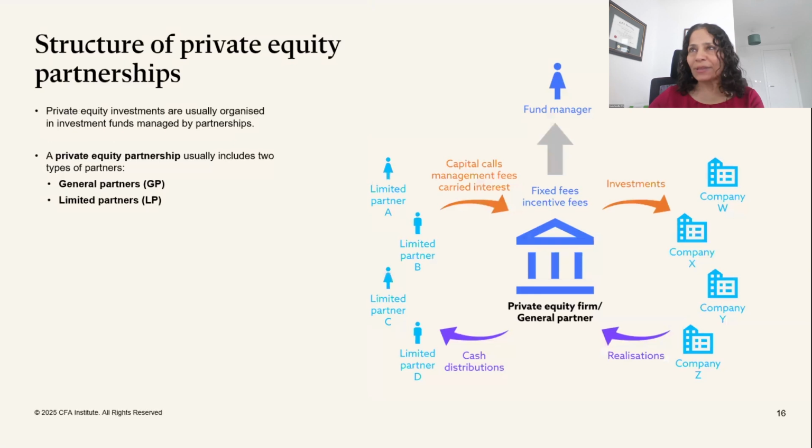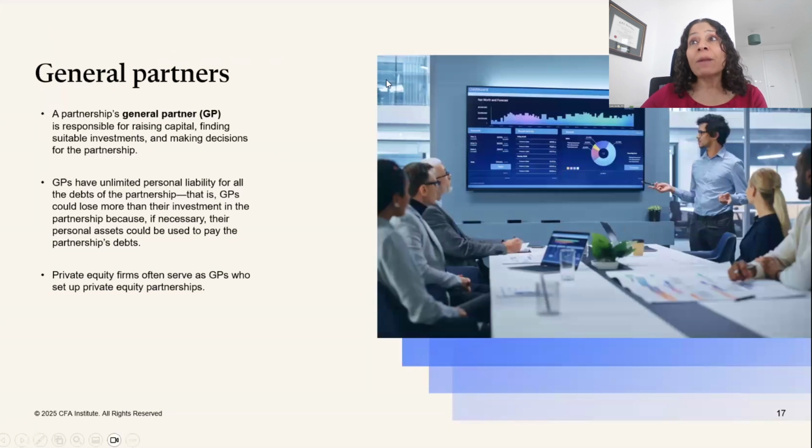Now that we are clear about this basic terminology, let's look at the structure of private equity partnerships. You must keep in mind two terms which you will always come across when you are reading about private equity: general partners and limited partners. A partnership's general partner is responsible for raising capital, finding suitable investments, and making decisions for the partnership. Think of large private equity firms. They are often the general partners, the GPs, who set up the private equity partnerships.